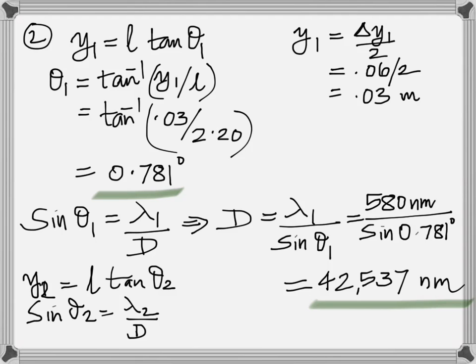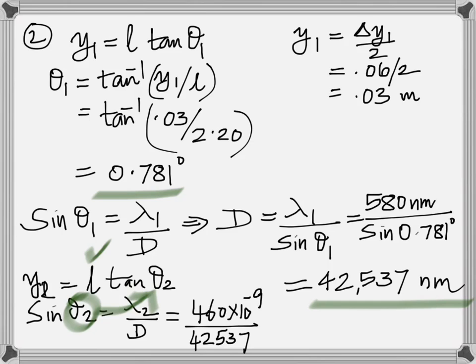So lambda 2 is given as 460 nanometers, so you go 460 times 10 to the negative 9 divided by the distance of this, which is 42,537. I have not calculated this, and once you get theta 2, you put that theta 2 back into this equation, you know the distance, you find y2, and then double y2. So 2 times y2 would give you the final answer.